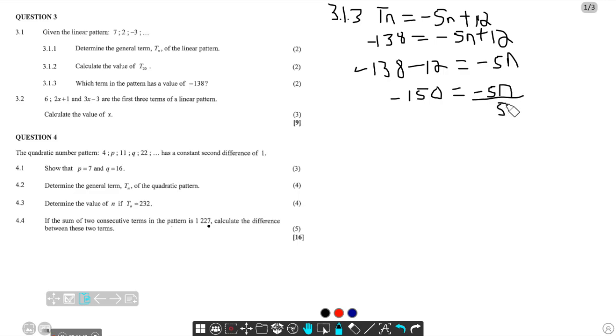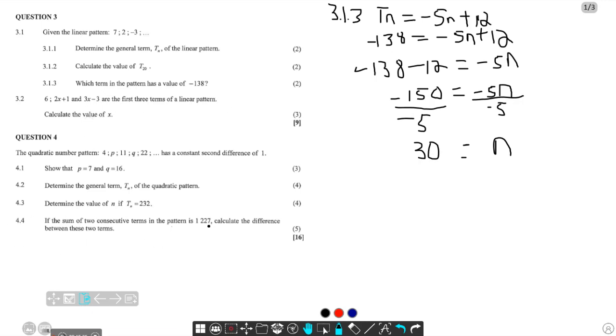What you do on your right hand side, you must do on your left hand side, right? So in this case, you must divide by negative 5, because you're solving for n. So n will be equal to negative into negative is going to be a positive. 5 into 15 is 3, and then we're going to have 0. So we got our answer as 30. Meaning in position 30 we're going to get a value of negative 138.